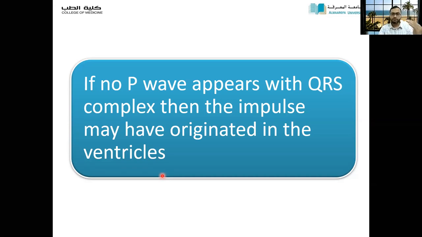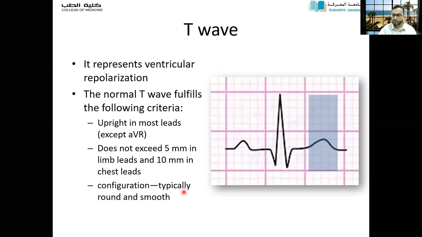But if the P wave is absent and the QRS is some abnormal broad shape, then this gives us a clue that the beats are originating in the ventricle and that the arrhythmia is originating in the ventricle. Keep that in mind. That will help us in the later half of today's session.